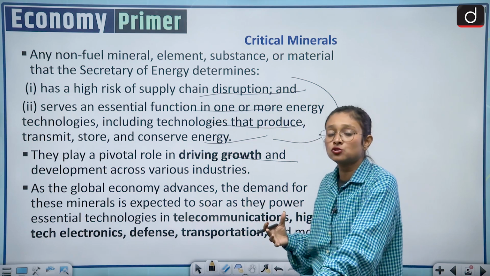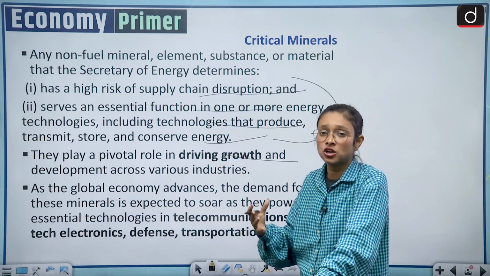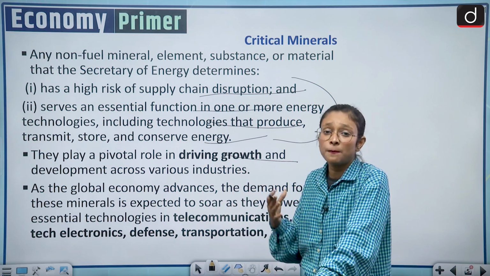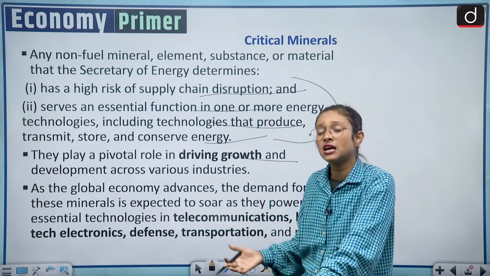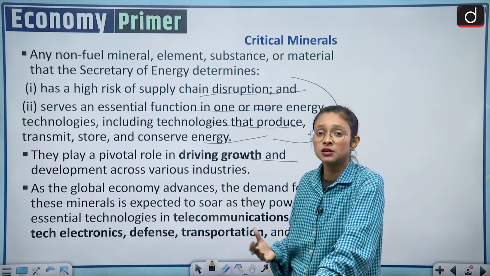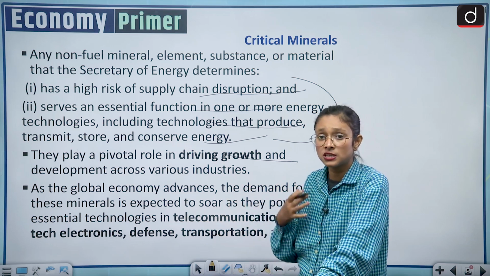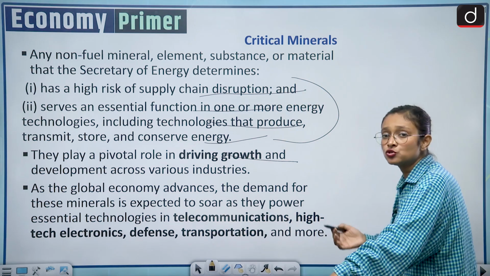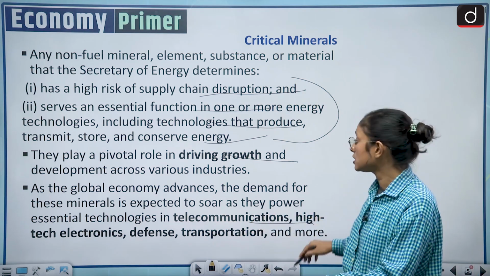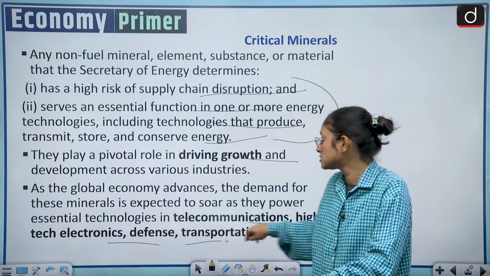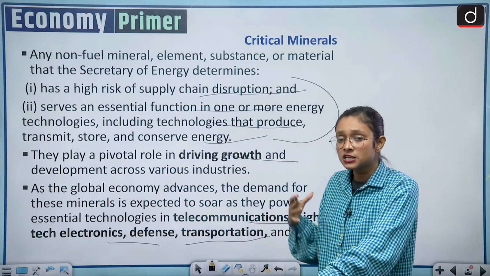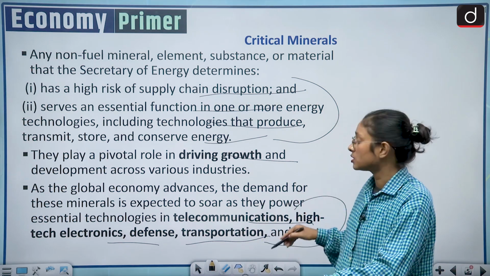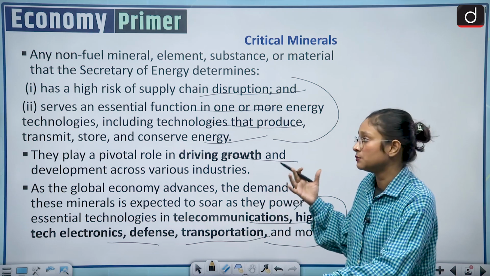The global economy is very dependent on critical minerals, and each country has a different set of critical minerals. The USA has 50 critical minerals, Japan has 15. Each country has a different parameter to identify critical minerals, depending on the availability of the minerals in its landscape. This is a brief about critical minerals, and they are very useful nowadays in telecommunication, electronics, defense and transport. That's why they are called critical minerals, and for a developed economy all these factors are very important.